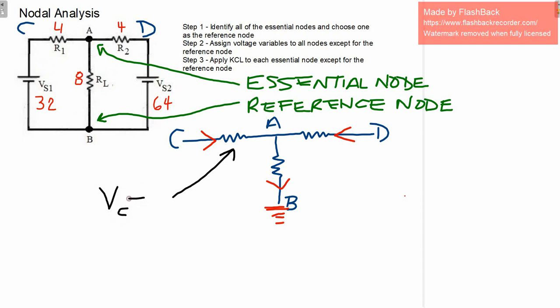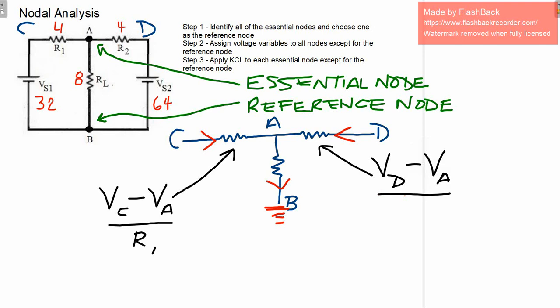If I examine the current on the left, to get that current, we take the voltage at node C, subtract the voltage at node A, and if you divide by R1, that would determine the current through that branch. On the other side, if you take the voltage at node D, subtract the voltage at node A, and divide by R2, that would be the current representing that branch.